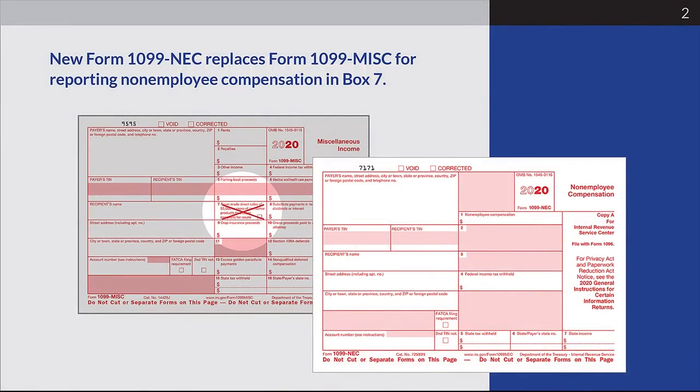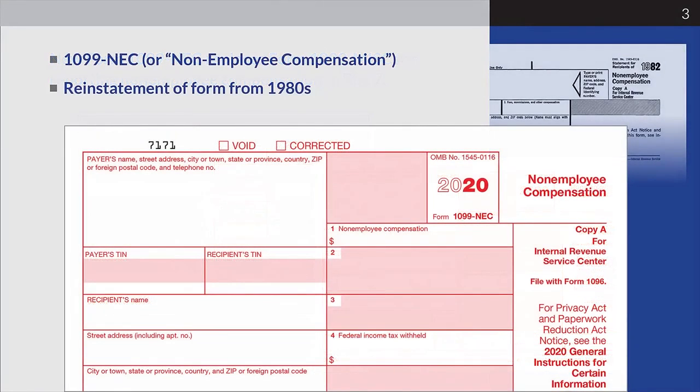If you're a business owner or tax professional, it's time to get familiar with the 2020 1099 NEC form from the IRS. Beginning with tax year 2020, this form replaces Form 1099 Miscellaneous for reporting non-employee compensation, which was previously captured in Box 7 of the 1099 Miscellaneous form. The new 1099 NEC, which stands for non-employee compensation, is based on an old form that's been out of use since 1982. To use the reinstated 1099 NEC properly, you need to understand what is considered non-employee compensation.